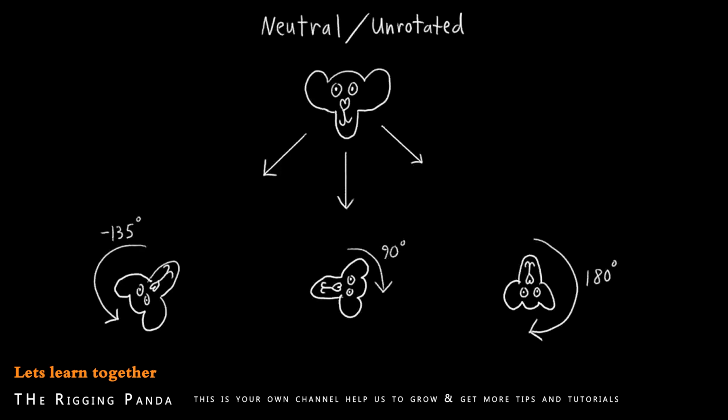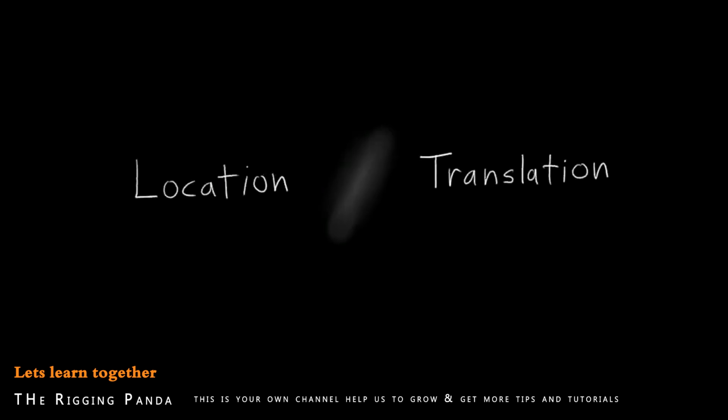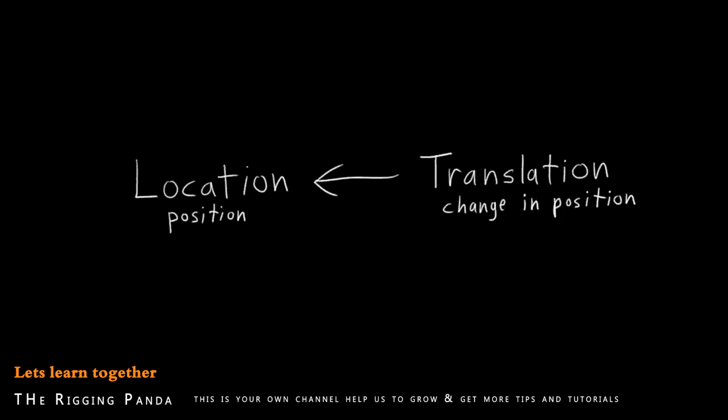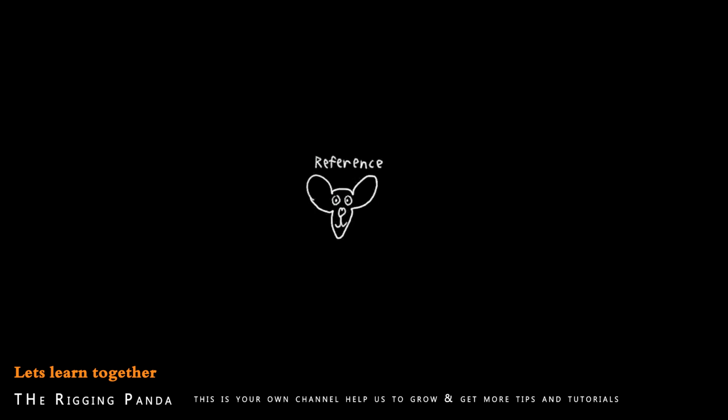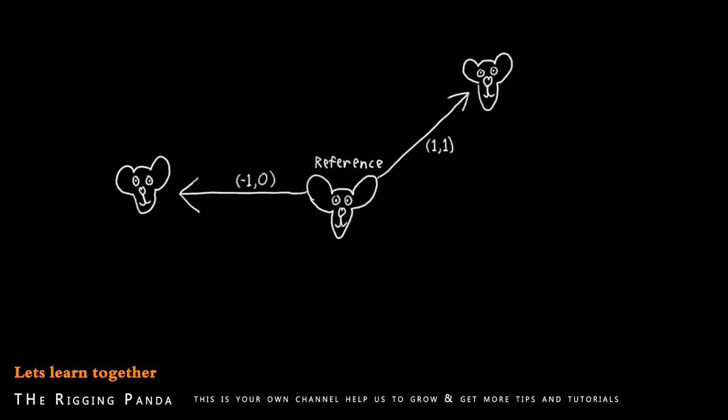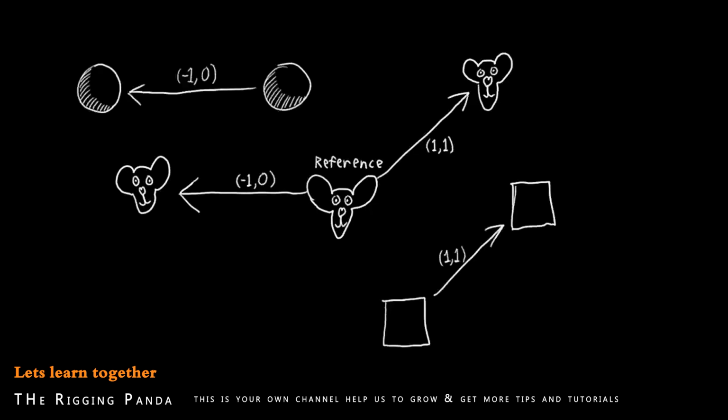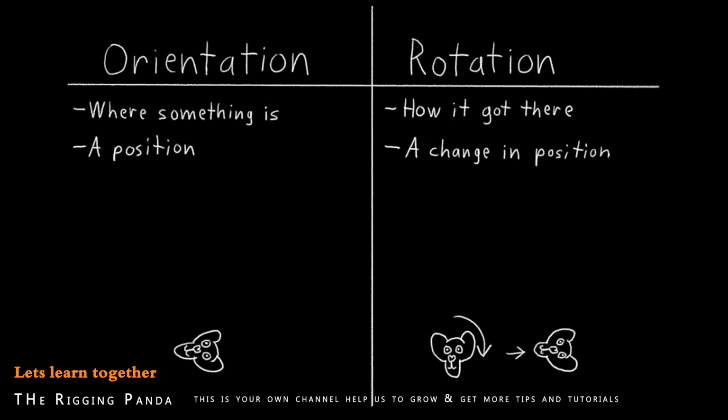Incidentally, it's actually the same with location and translation. Location is just a position. Translation is a change in position. But we specify locations using translations. We choose an arbitrary reference location, and then we specify other locations with a translation vector from that starting point. But you could, if you wanted, apply that same translation to any location. So orientation is like location, it's simply a position, and rotation is like translation, it's a change in position.